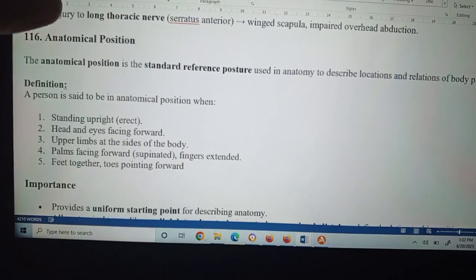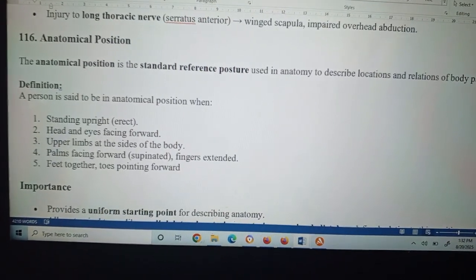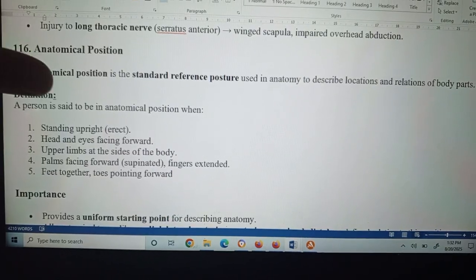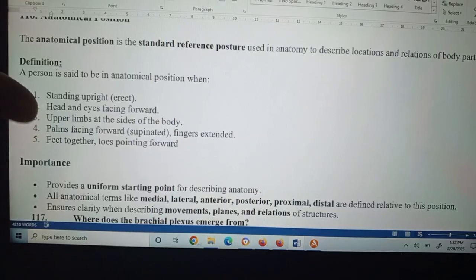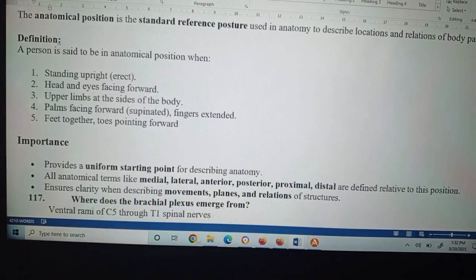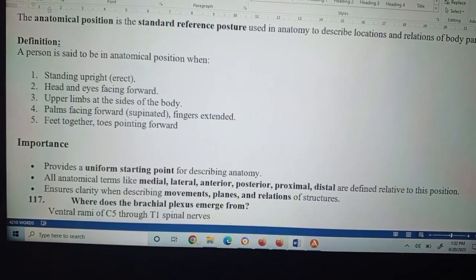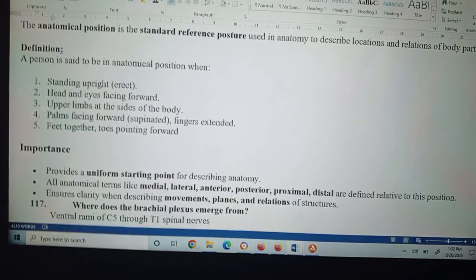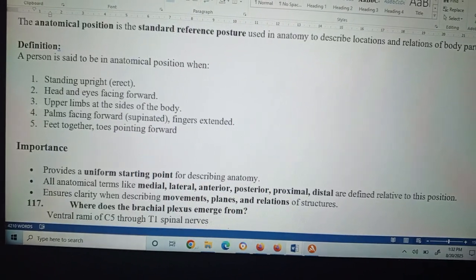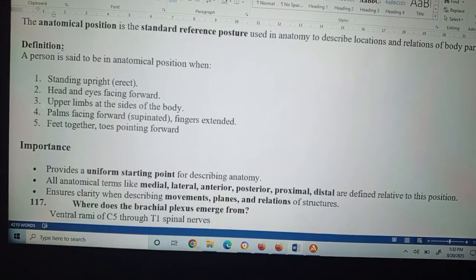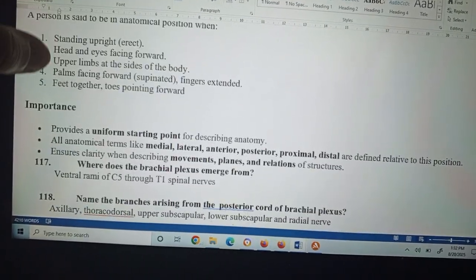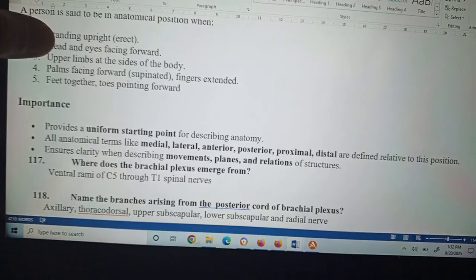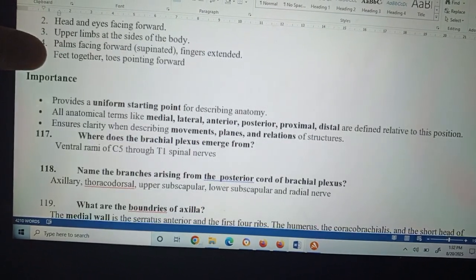What is anatomical position? The anatomical position is a standard reference posture used in anatomy to describe location and relation, in which you have to tell the examiner that the person must be in upright position, head and eyes facing forward, upper limbs at the sides of the body, palms facing forward, supinated, fingers extended, feet together and toes pointing forward. There is also something written about the thumb, but it is not mentioned here. You can see it in the book.